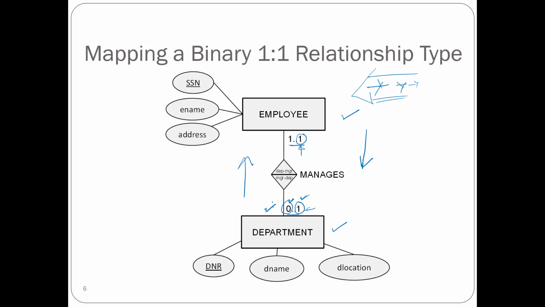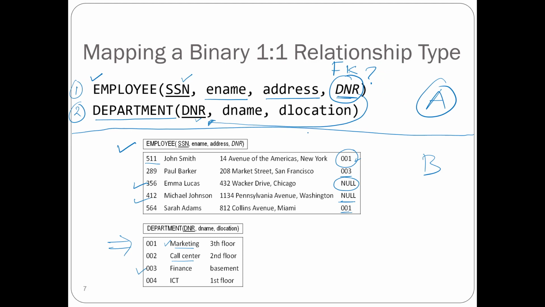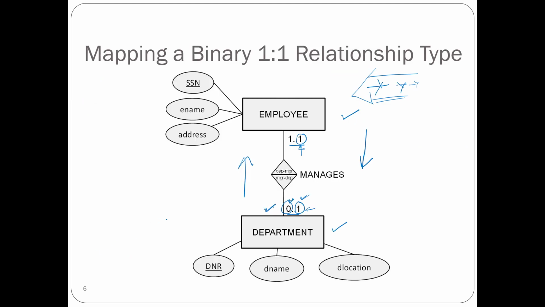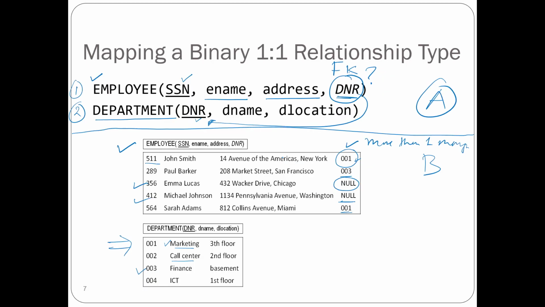And then the question arises, for a department, how many managers can we have, right? So the question is, can a department have more than one manager? Because our cardinality says that the department should have one and only one employee as the manager. Okay, so in this implementation that we have, can we have more than one department managed by an employee? The answer is no, right?